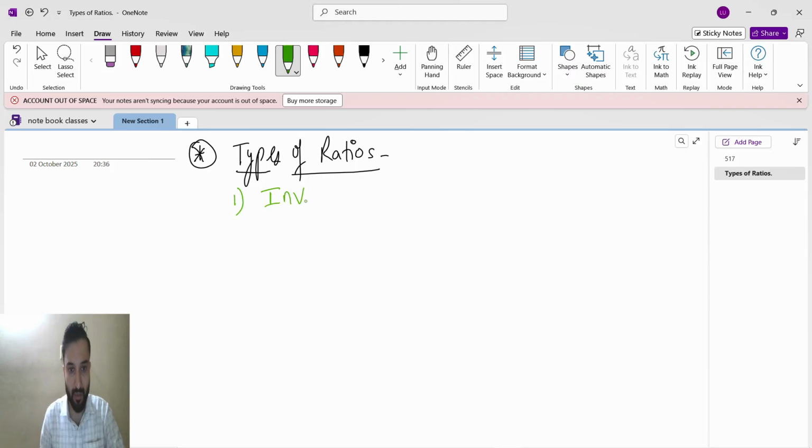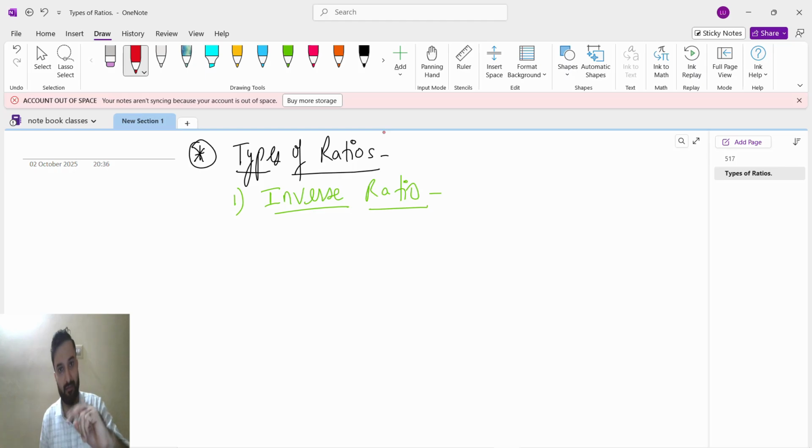inverse ratio. What do you mean by inverse? Tell me fast, guys. What is inverse? Inverse means reciprocal or opposite, or ulta, whatever you want to say.